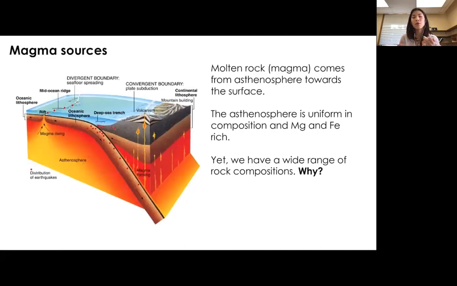So if all molten rock and all magma comes from the asthenosphere, we would expect that all magmatic rocks, all igneous rocks, have the same composition. Yet, as we could tell a little bit from that opening slide, we see a range of colors. And so those colors are indicating something about the chemical composition of those rocks and showing us that there's actually a wide range of rock compositions for igneous rocks. So how does this happen if they all come from the same source?